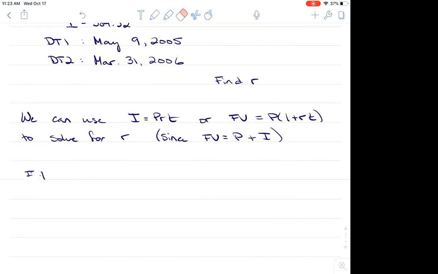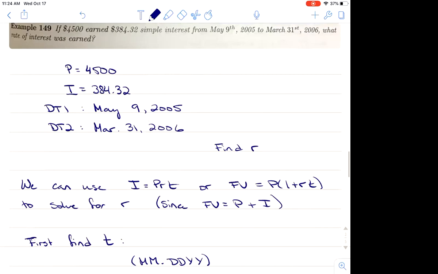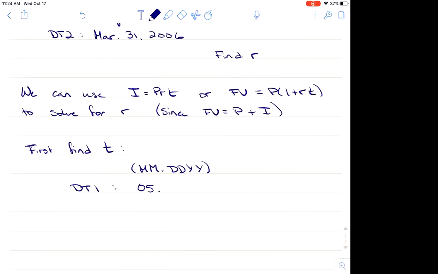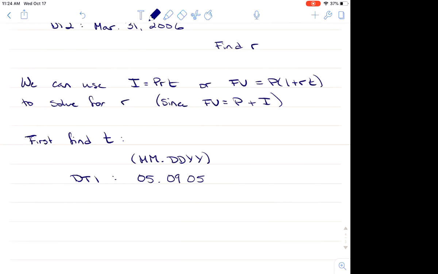First, what do we need to do? First, find T. How long was this investment sitting there for? So date 1 in month dot day year: May is 05 and then 09, 05. And date 2, March 03, 3106. Careful there.